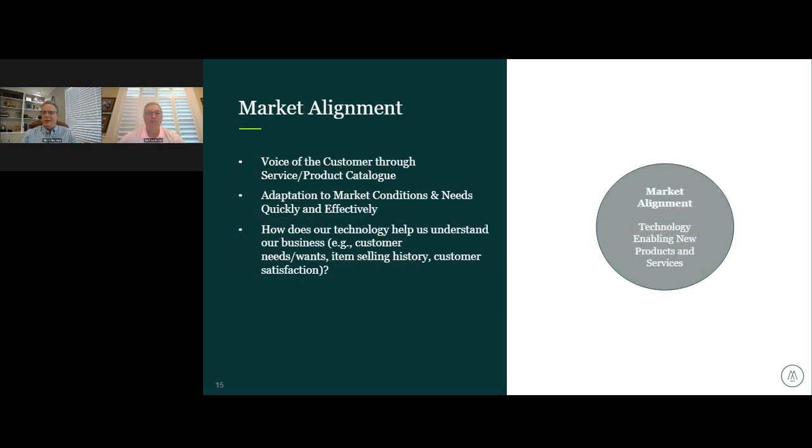And so market alignment. Essentially what we're looking at here in market alignment ties back to the agility and also the customer centricity. But essentially, are you getting the voice of the customer as you're looking at your data, as you're looking at the interactions with your customer? Do you have the ability to adapt to market conditions and needs quickly and effectively?